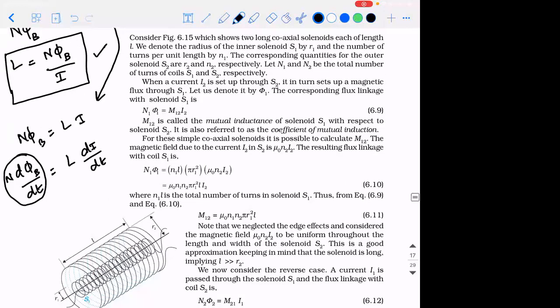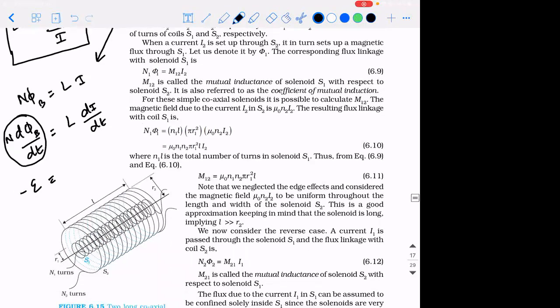Actually, to be more specific, it is the negative of the EMF, because the minus sign is the significance of Lenz's law. Minus E is equal to L into di by dt. So EMF will be equal to minus L into di by dt. Are you able to understand, guys? So what will L be equal to?